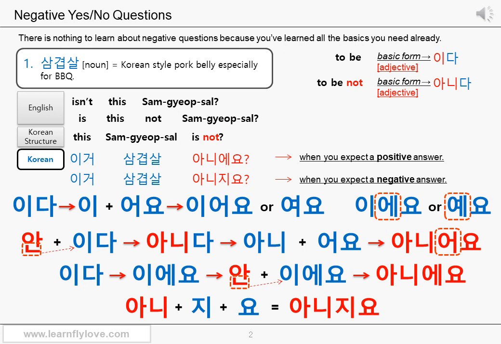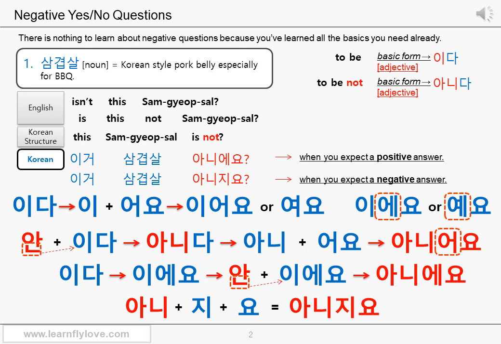Yes, that's true. The difference is in lesson 4, part 4, we turned 이다 part into 이에요 first and then add 안, which means not. 안 plus 이에요. That's how it became 아니에요, right? But this time we turn the basic form into the negative form 아니다 first and then add 어요 to the stem 아니. That's the difference. So 아니어요, which is made based on the conjugation rule, is correct too.